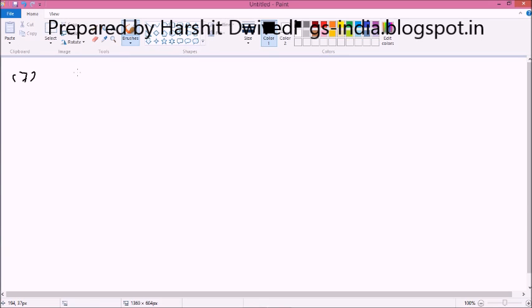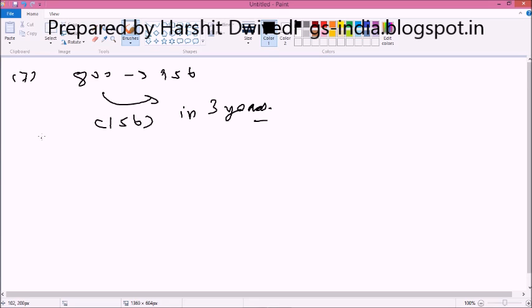Question number 7. Rupees 800 becomes rupees 956 in 3 years at a certain rate of interest. If the rate of interest is increased by 4%, what will 800 become in 3 years? So obviously 800 becomes 956 in 3 years. The increase is 156, and the time taken is 3 years. So in 3 years it is 156. In 1 year it will be 156 by 3, which is 52 rupees.